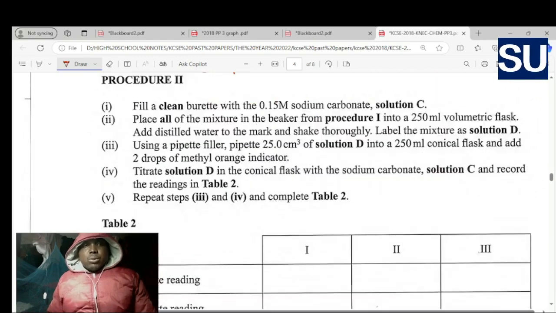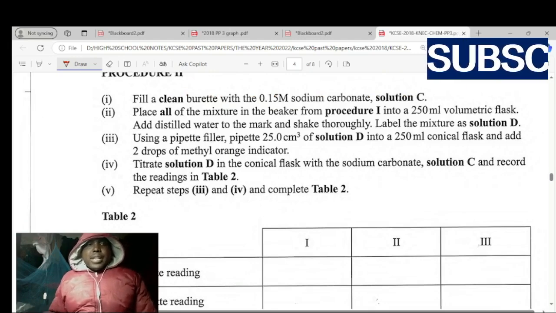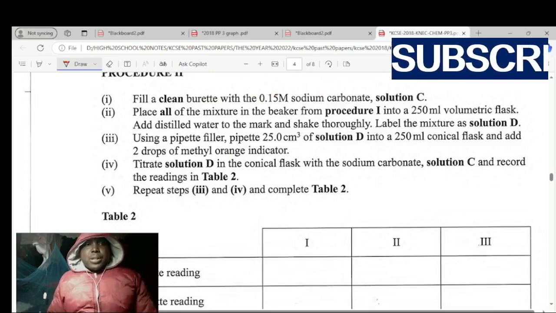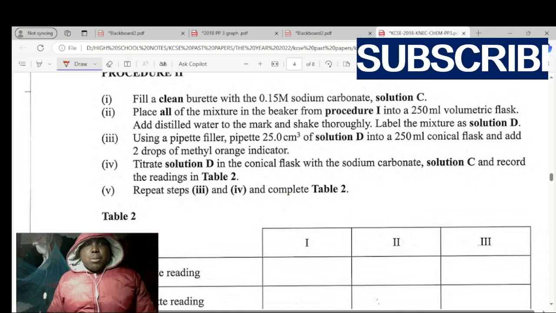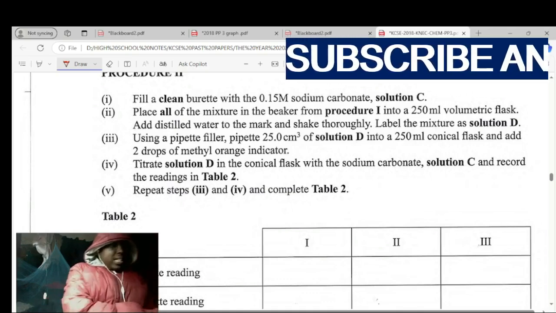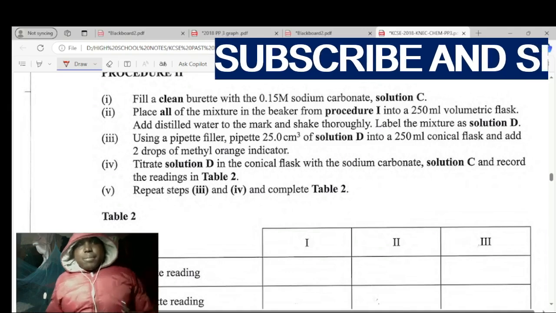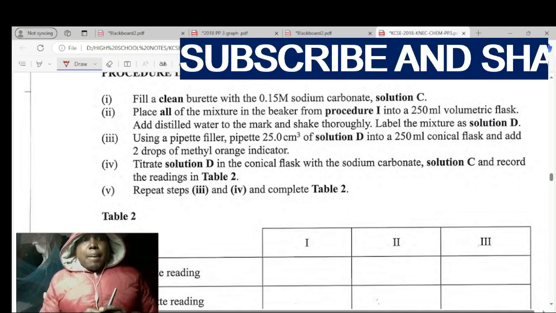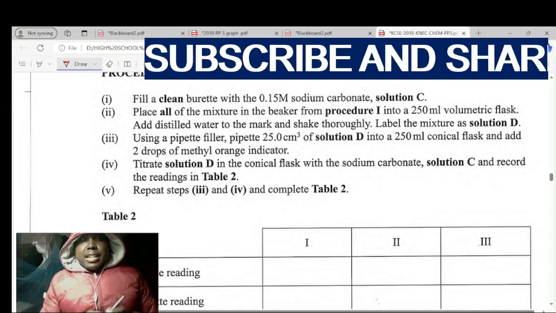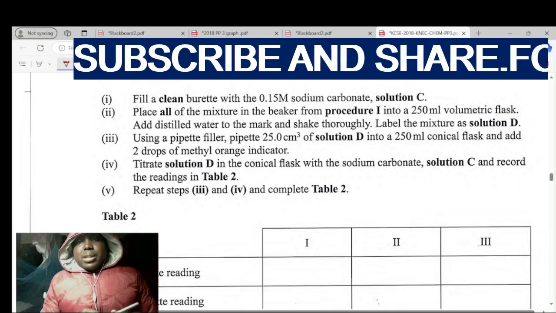Procedure 2. Fill a clean burette with 0.15 molar sodium carbonate, solution C. So solution C is sodium carbonate, that is okay, 0.5, 1.5 ml. Place all of this mixture in the beaker, perform this procedure, into a volumetric flask.